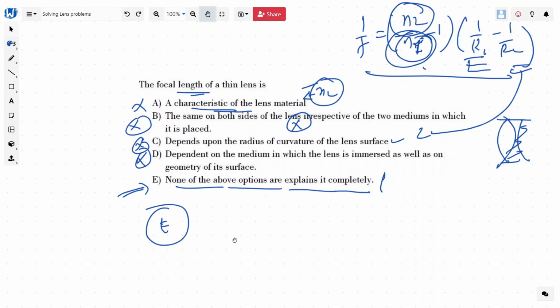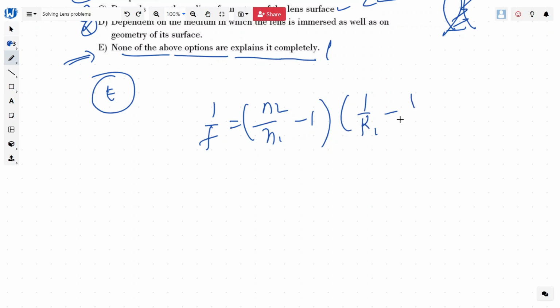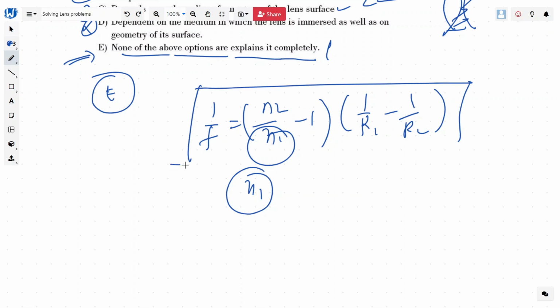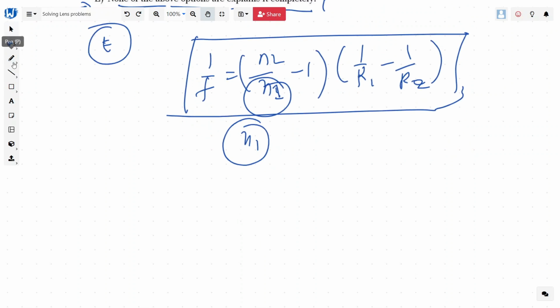So we tried to solve a couple of problems here. I know I did it quite quickly today, but remember the lens maker formula is very simple. You have to be very careful of this n1 over here, the medium it is in, and that's what will change the focal length of the lens a lot. And you will always get a question like this in the exam. So this is a very important concept.